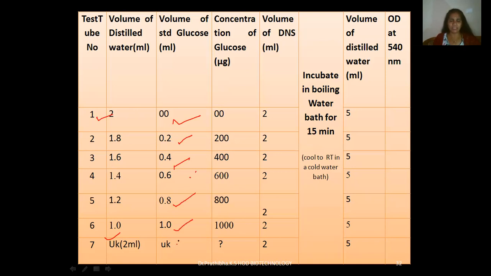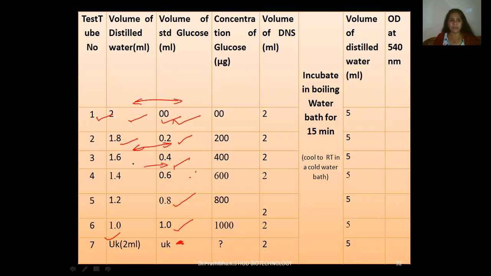This will be given by the in-charge teacher. In the test tubes, we made up the volume to 2 ml. Here there was no glucose, so we added 2 ml of water. And here we made it up to 2 ml. If this is 0.2, you are going to add 0.8 ml of distilled water.